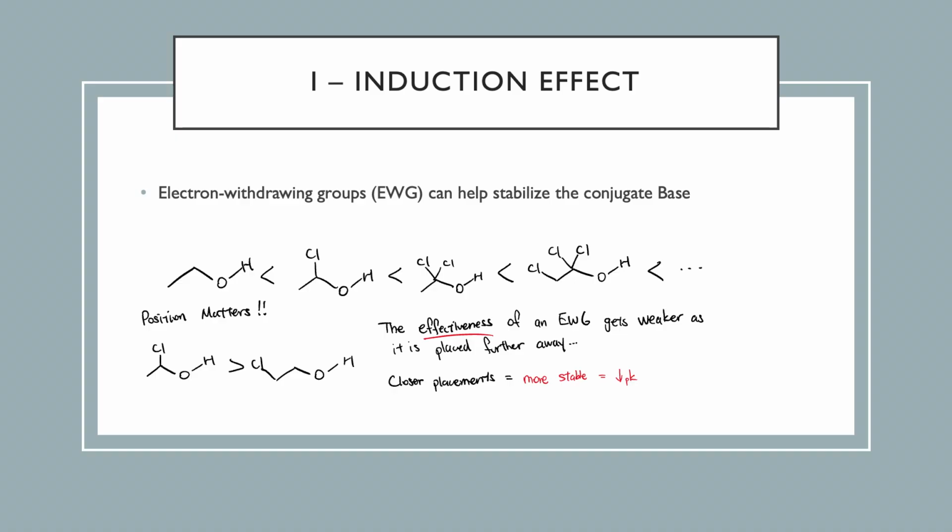However, this is also where you have to be careful, as the position of that withdrawing group also matters. The effectiveness of the electron withdrawing group gets weaker as it is placed further away from that anion. A lot of the trick questions you'll see have the same number of withdrawing groups, but one is placed farther, one's placed closer. The closer it is, the more effective, and you'll have a stronger acid.